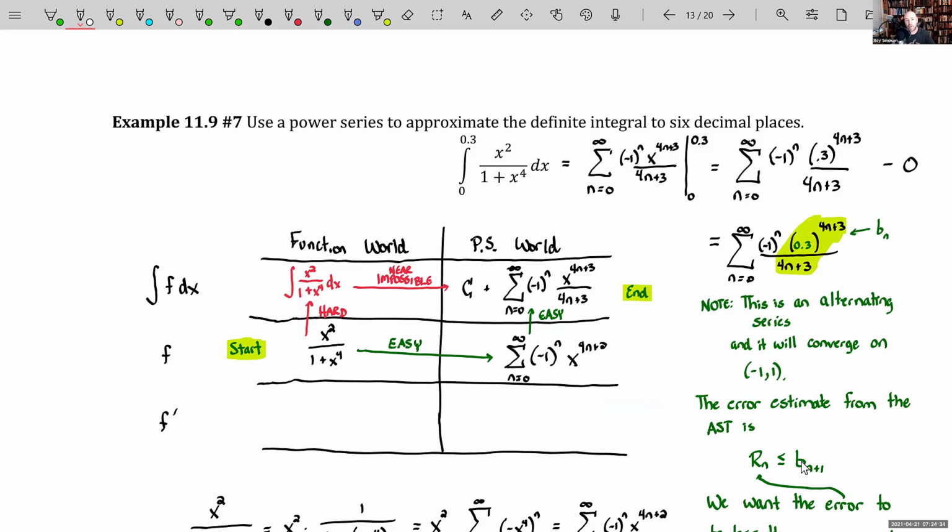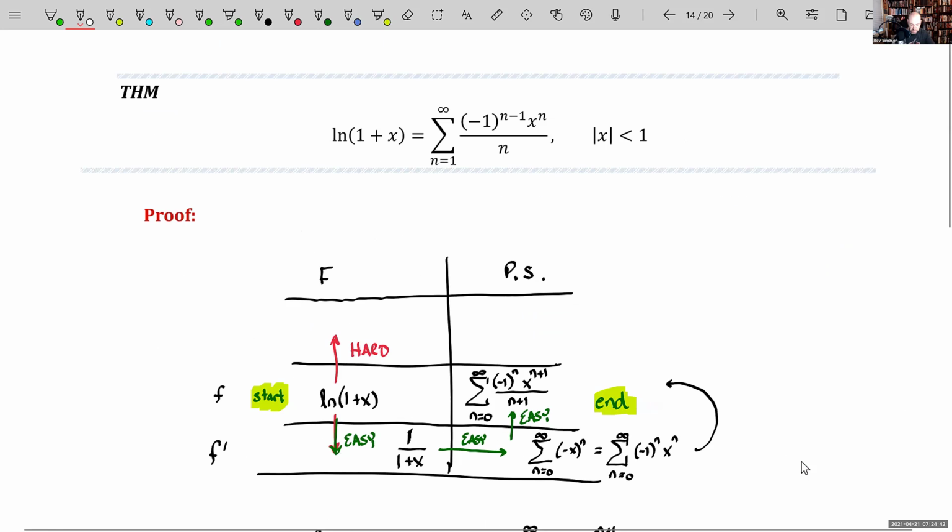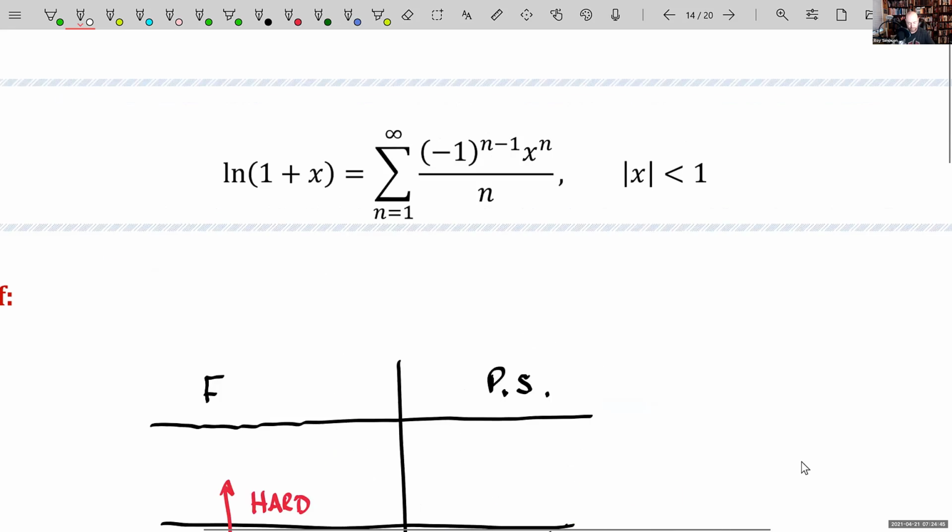So this is where we started talking about function world versus power series world. That was kind of exciting for me. That was kind of neat. And then here's where we continue to do that. Now, this is where we're going to pick up.